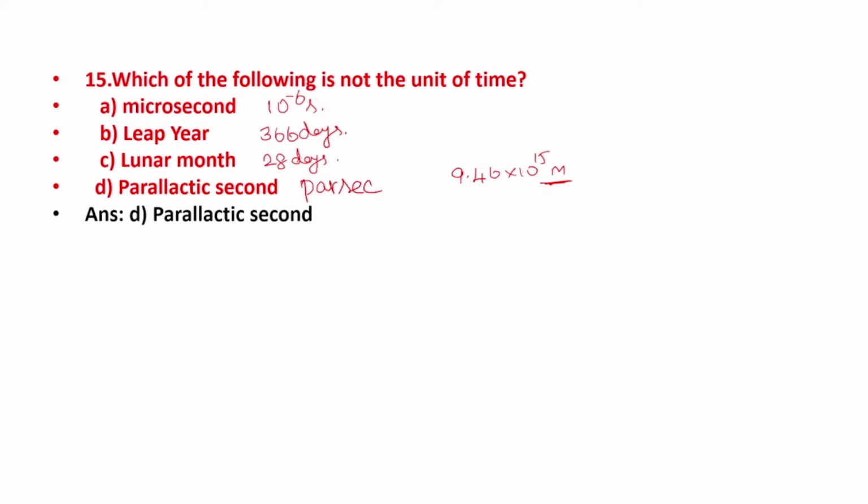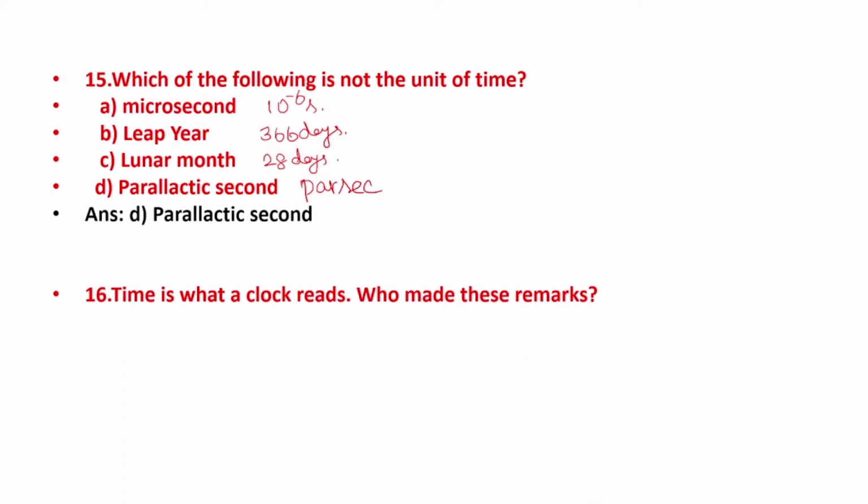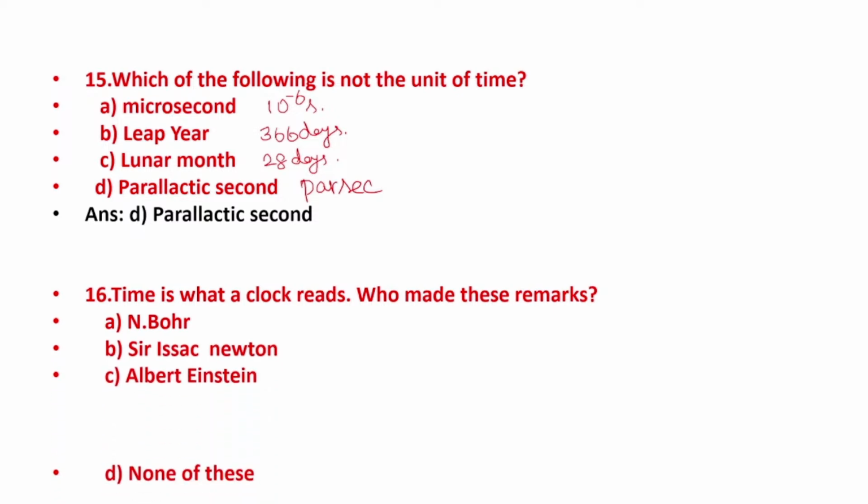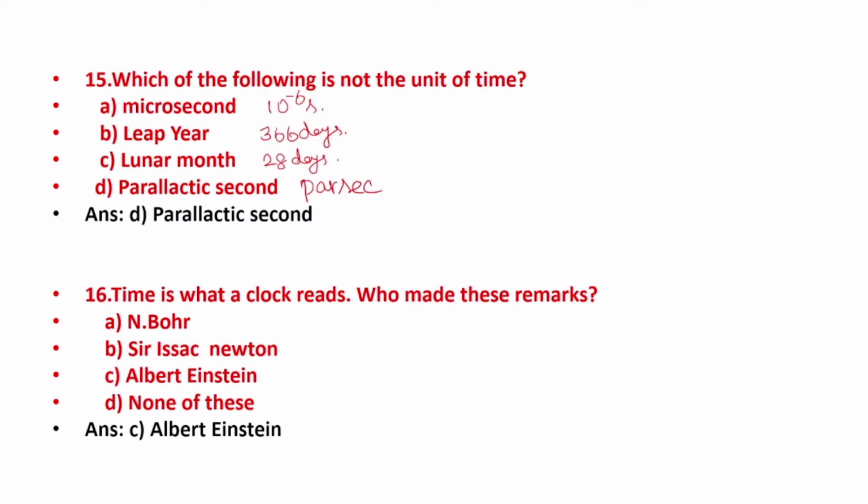Clear. Okay, next. "Time is what a clock reads." Who made this remark? Isaac Newton, Albert Einstein. Two persons said two things. What's the correct answer? Isaac Newton? No. Albert Einstein.